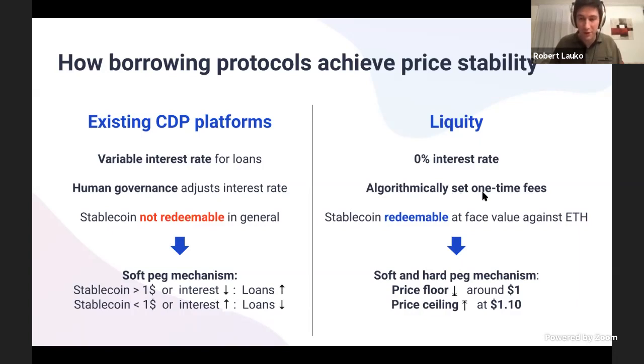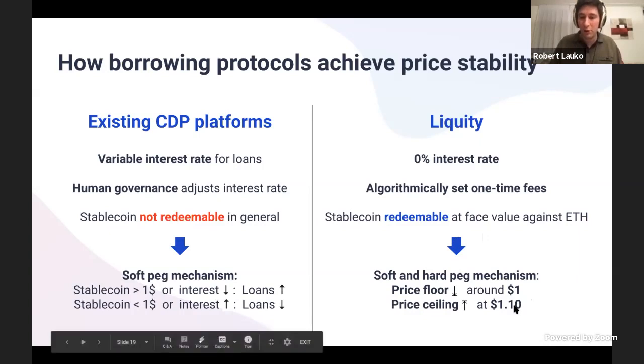Now, we, on the other hand, have a zero interest rate system, as I mentioned initially, and we also have fees in our system, but they are algorithmically governed. So the system just looks at its own variables and the state of everything and determines the fees. And what it also has is redeemability, which I will cover in a second, and which is not present in existing platforms. With the fact that we have a redeemable token and also a relatively low collateralization ratio at 110%, we can create a price floor and a price ceiling.